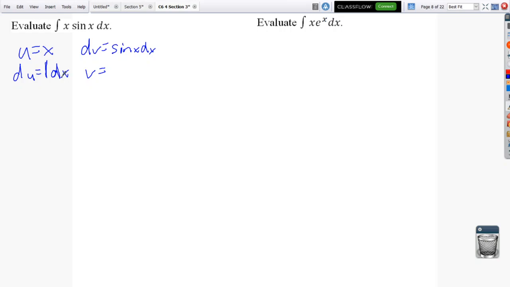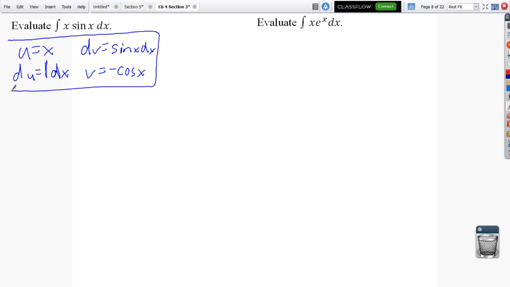Anti-differentiate dv. The dx is going to go away. Well, I guess not anti-differentiate, just integrate that. The integral of sine. We have to think of what gives us a derivative of sine of x. What gives us a derivative of sine of x is going to be negative cosine of x.